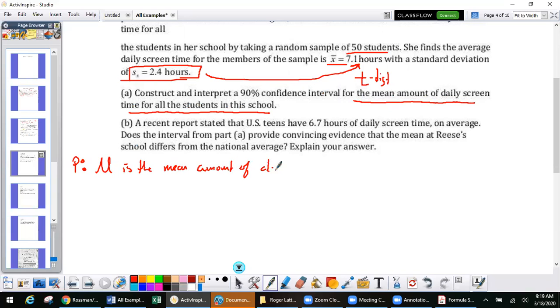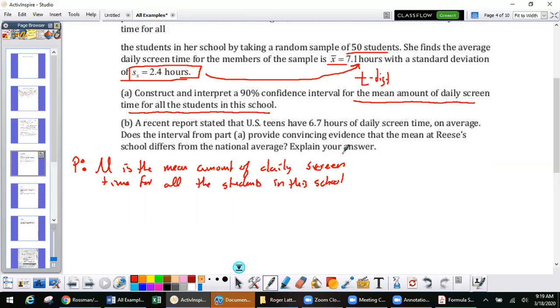Of daily screen time for all the students in this school. Okay, so we're starting off there, easy peasy. Now before, we were always dealing with p, the true proportion, but now we're talking about quantitative data. So we're back talking about means, all right?